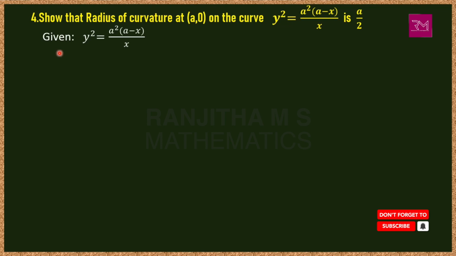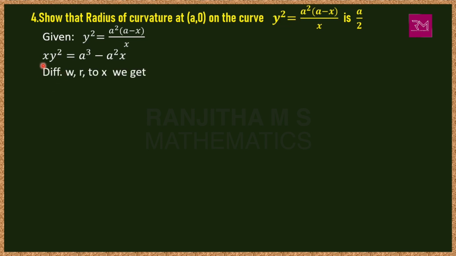For that, take the given Cartesian curve y² = a²(a − x)/x. If we take x to the left hand side, that becomes xy² = a²(a − x), taking a² inside the bracket, that becomes a³ − a²x. Differentiating with respect to x, here x and y² both are functions, so we apply the product rule: first function y² into differentiation of x is 1, plus second function x into differentiation of y² is 2y y1, which is equal to a³ is constant, differentiation is 0, minus a² is constant, taken as it is, into differentiation of x is 1.